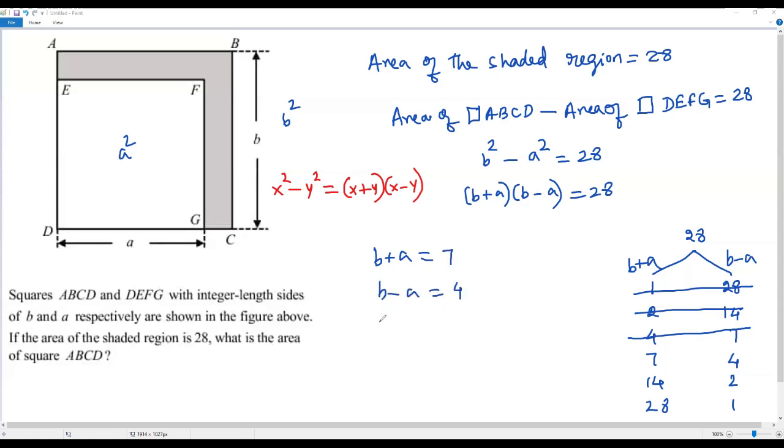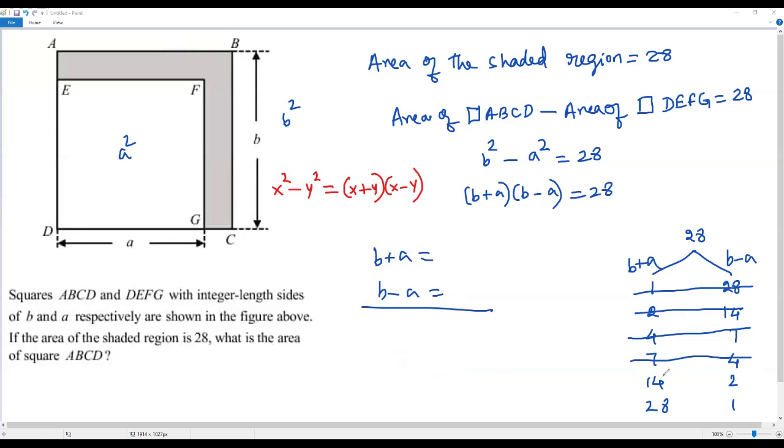Okay, now let's solve for b and a in the system of equations we have over here. So positive and negative will cancel out. I am getting b positive b is 2b, and on the right side 7 positive 4 is 11. When I divide both sides by 2, this 2 will cancel. I am getting b equals 11 over 2, which is 5.5. I am getting a decimal value for b, but according to the information, b and a are integer side lengths, that is both b and a are integers. So when I take b positive a as 7 and b negative a as 4, I don't get an integer value for b. So we can reject this particular pair as well.